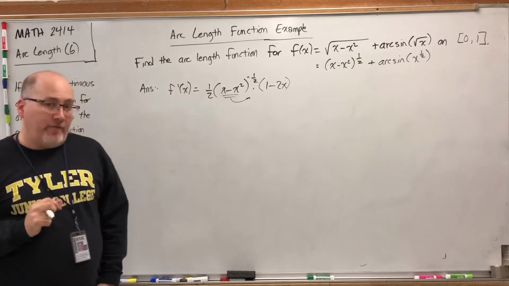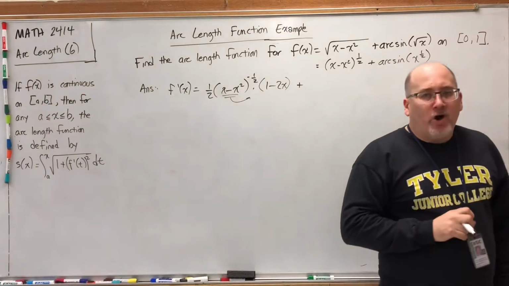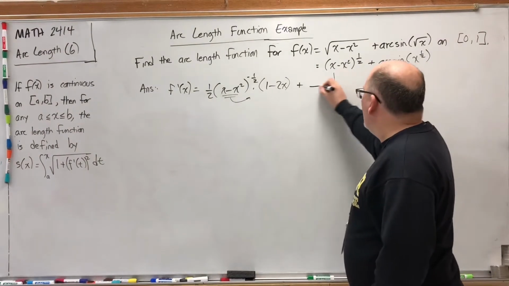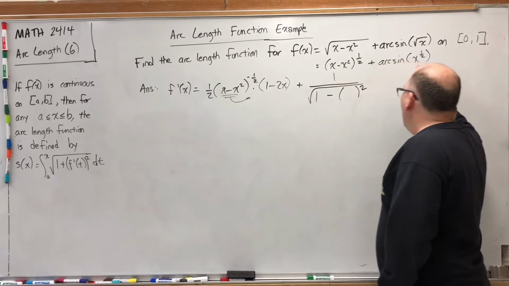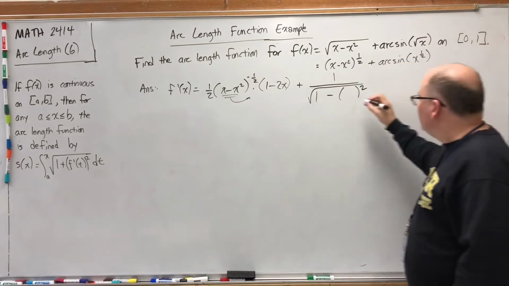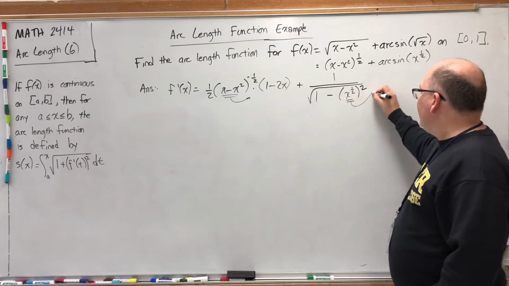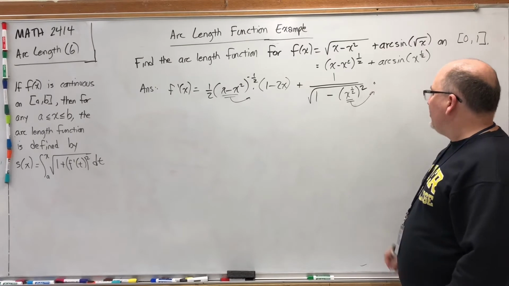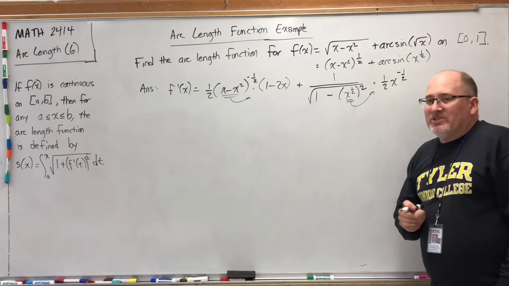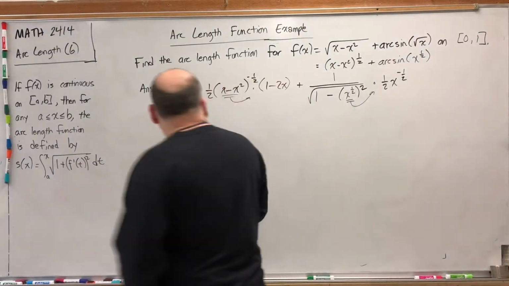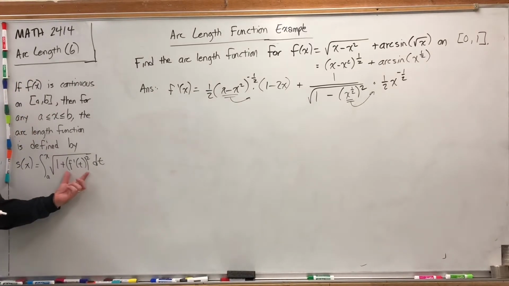So there's the derivative of the first half of the function, plus the derivative of arc sine is 1 over the square root of 1 minus the square of the inside. But then the chain rule says times the derivative of the inside. The derivative of x to the 1/2 is 1/2 x to the negative 1/2 power. And we got what seems like a huge mess.